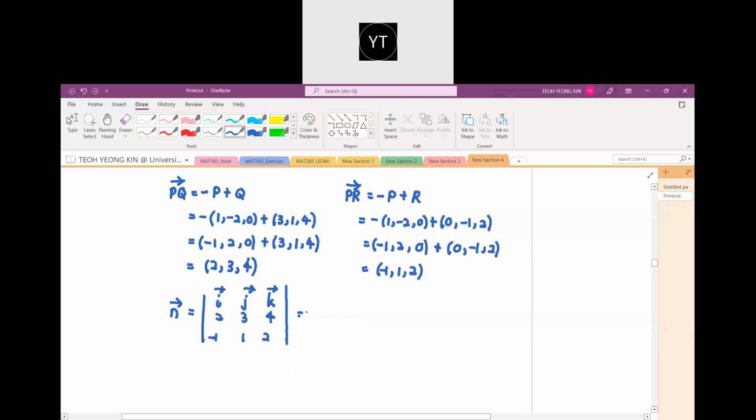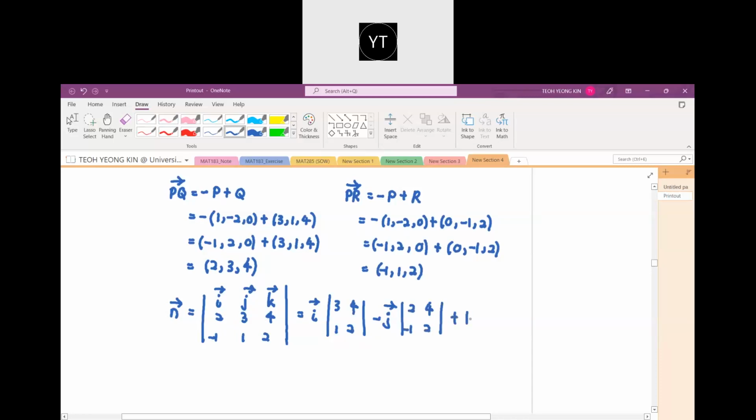So using the cross product, the first one is positive. Like I just mentioned before, close the first row and the first column: 3, 4, 1, and 2. The second is negative j. Don't forget, first row, second column: 2, 4, negative 1 and 2.